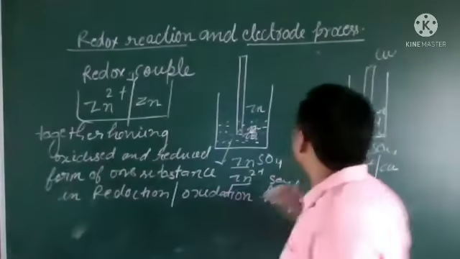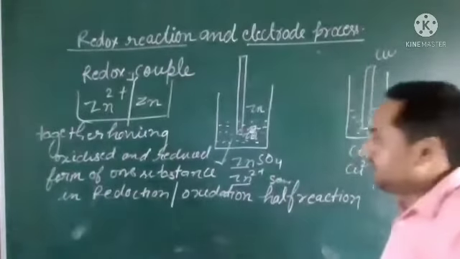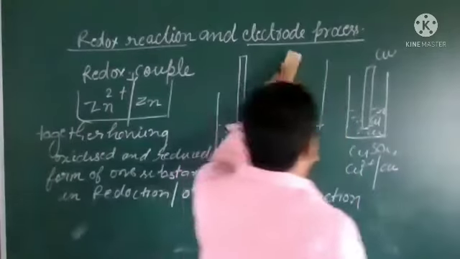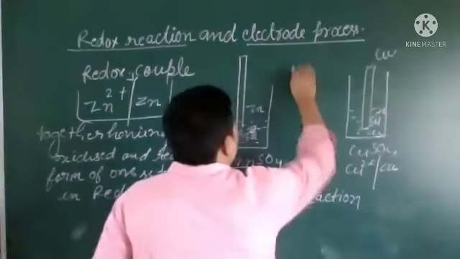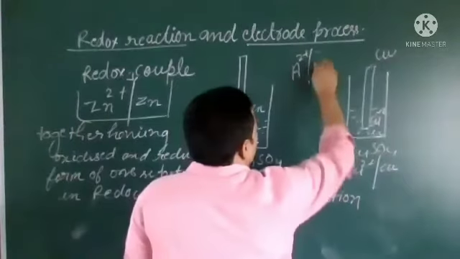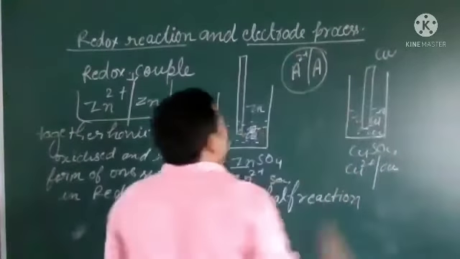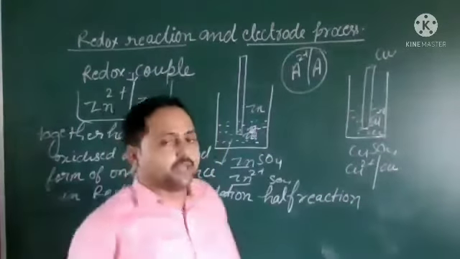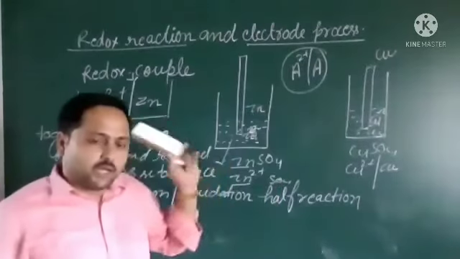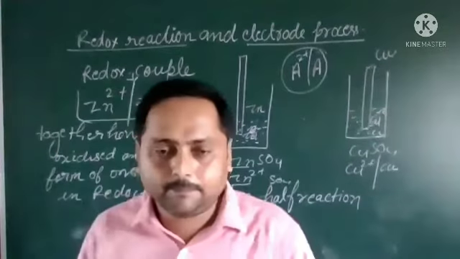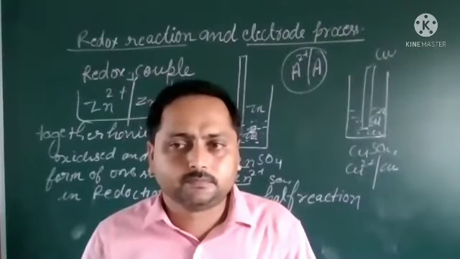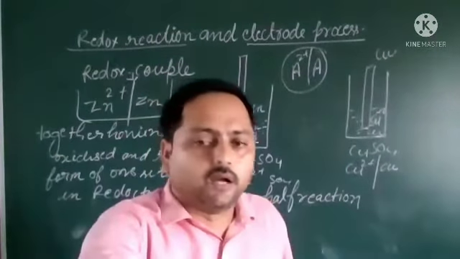So for any half reaction we can write a redox couple. Remember it. Even if somewhere it is written with a plus 2 or plus 1 charge, we can say this is the redox couple. Okay, so is the redox couple clear to all? Yes, sir.